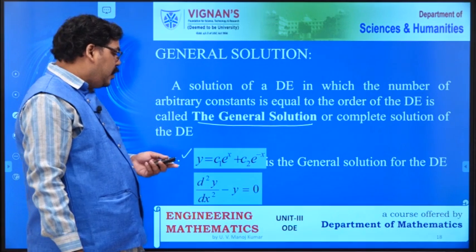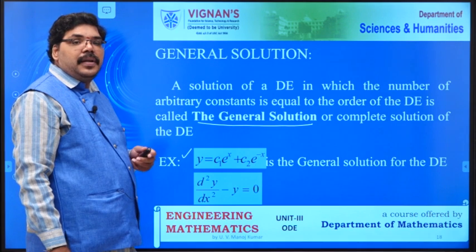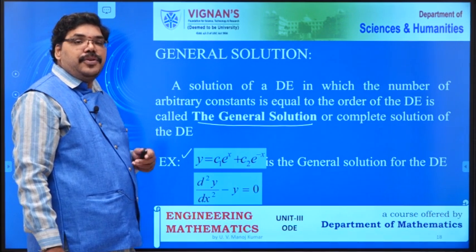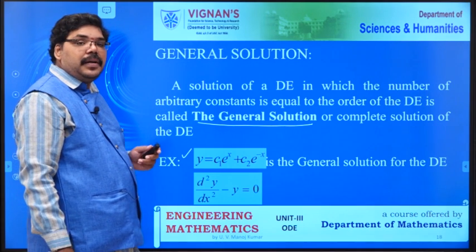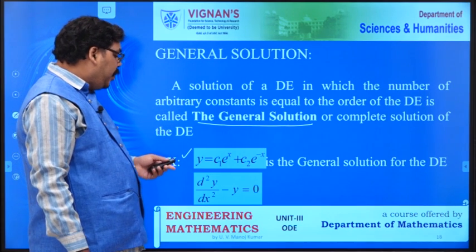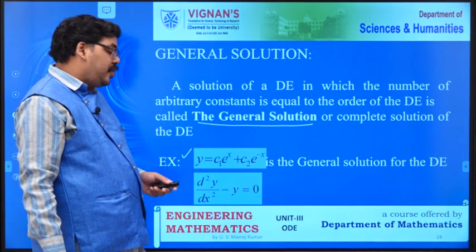Solutions may be many. e power x is a solution. e power minus x is a solution. 3 into e power x is a solution. Many solutions are there. But the general solution is unique. So therefore, there will be only one general solution which involves arbitrary constants.